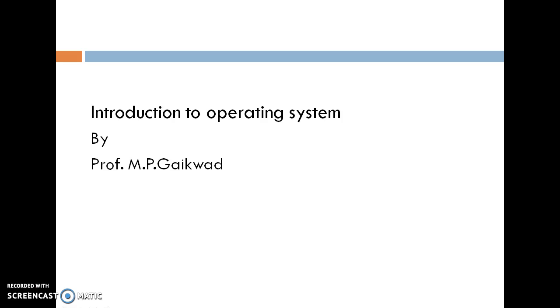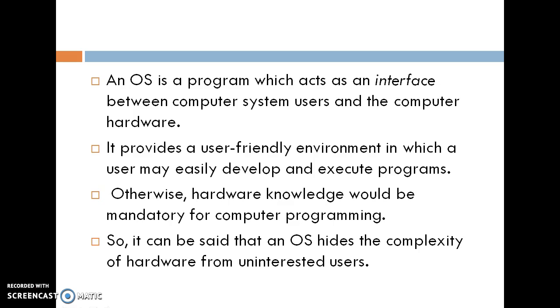Today we are going to discuss introduction to the operating system, in which we are going to learn what is the definition of the operating system and what are the different services given by the operating system. So let us start with the definition of operating system. Basically, an operating system is defined as a program which acts as an interface between computer system users and the computer hardware. It is a system software which acts as an interface between the computer system and its user.